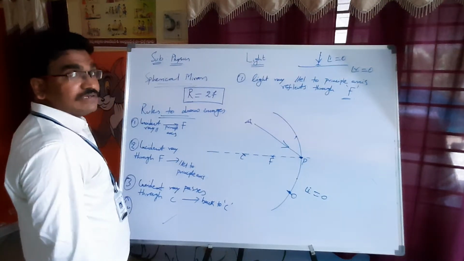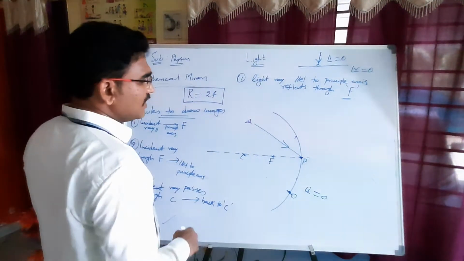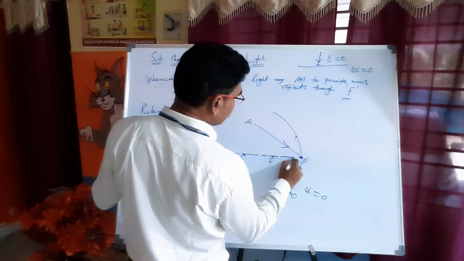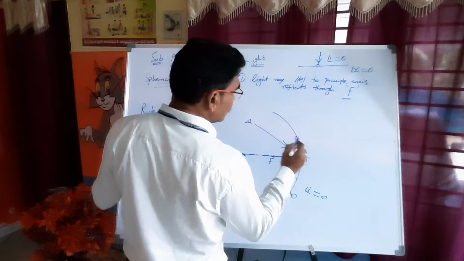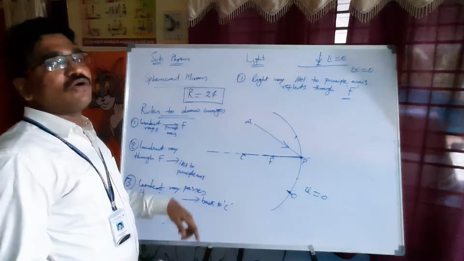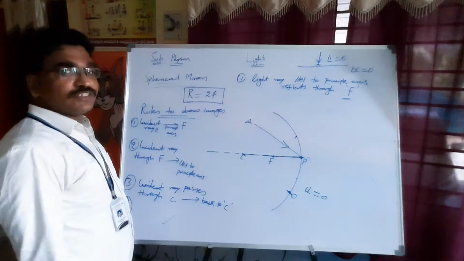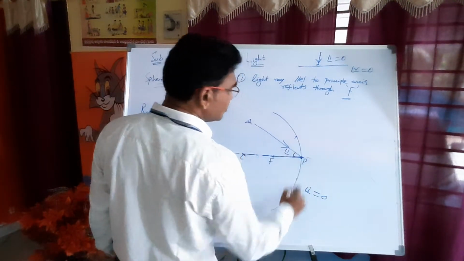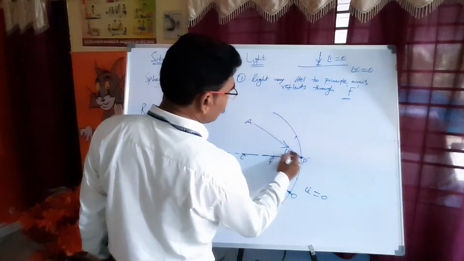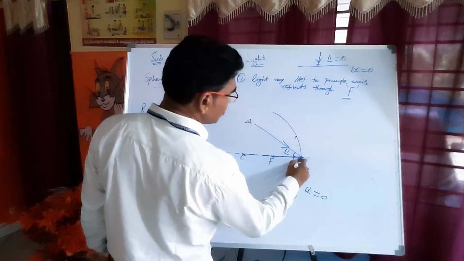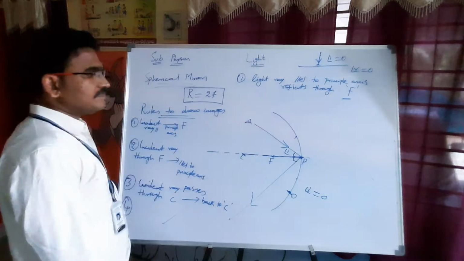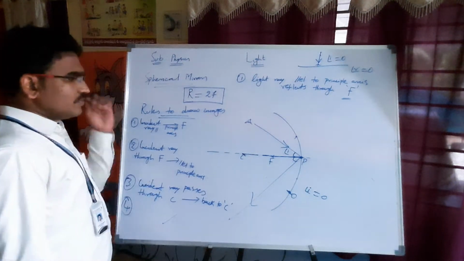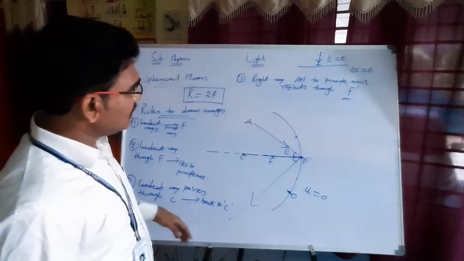Then what I have to do? After drawing the incident ray, I have to draw the normal, from the center to this point. Then this is the normal. So the principal axis is going to become the normal here. Then this is the angle of incidence. Taking the same angle on the other side, this will be the reflected ray. So I am discussing four rules here.